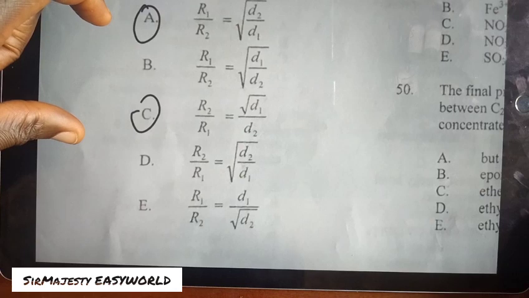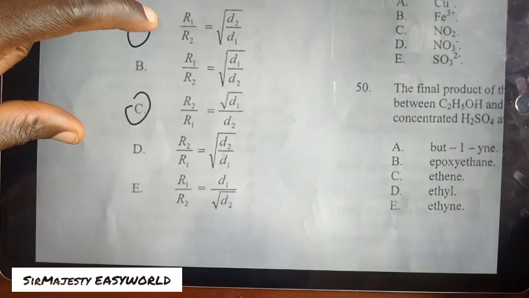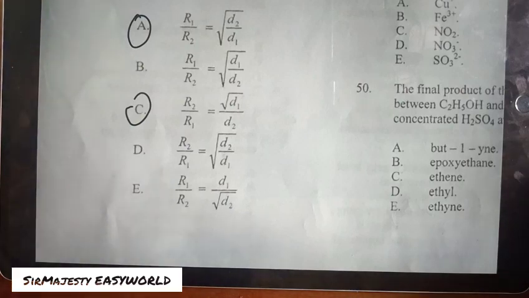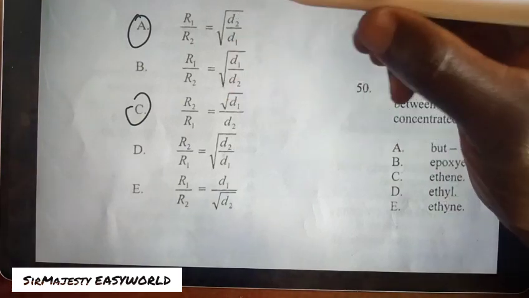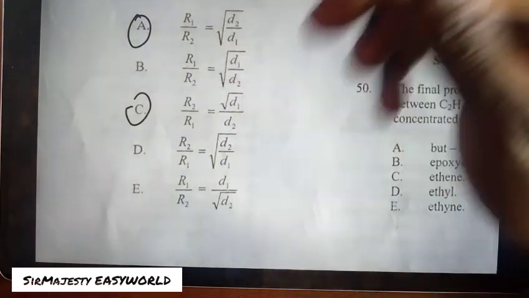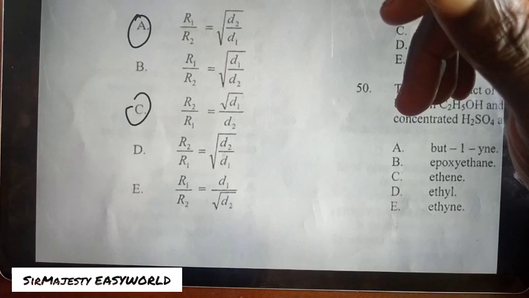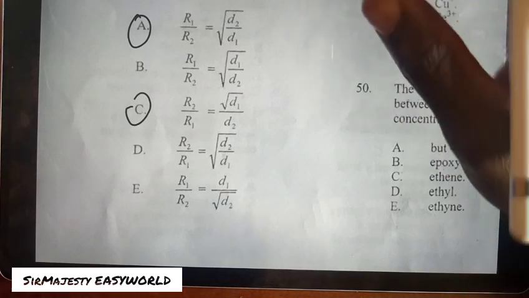They never knew. If a student should write this for you, that's Graham's law. This one is also Graham's, but they are memorizing. They think that this formula and this one will give you different answers. Let me just prove something here. Option D says R2 over, okay, wrong. E says R1 over this. No, wrong. But A and C are very correct.